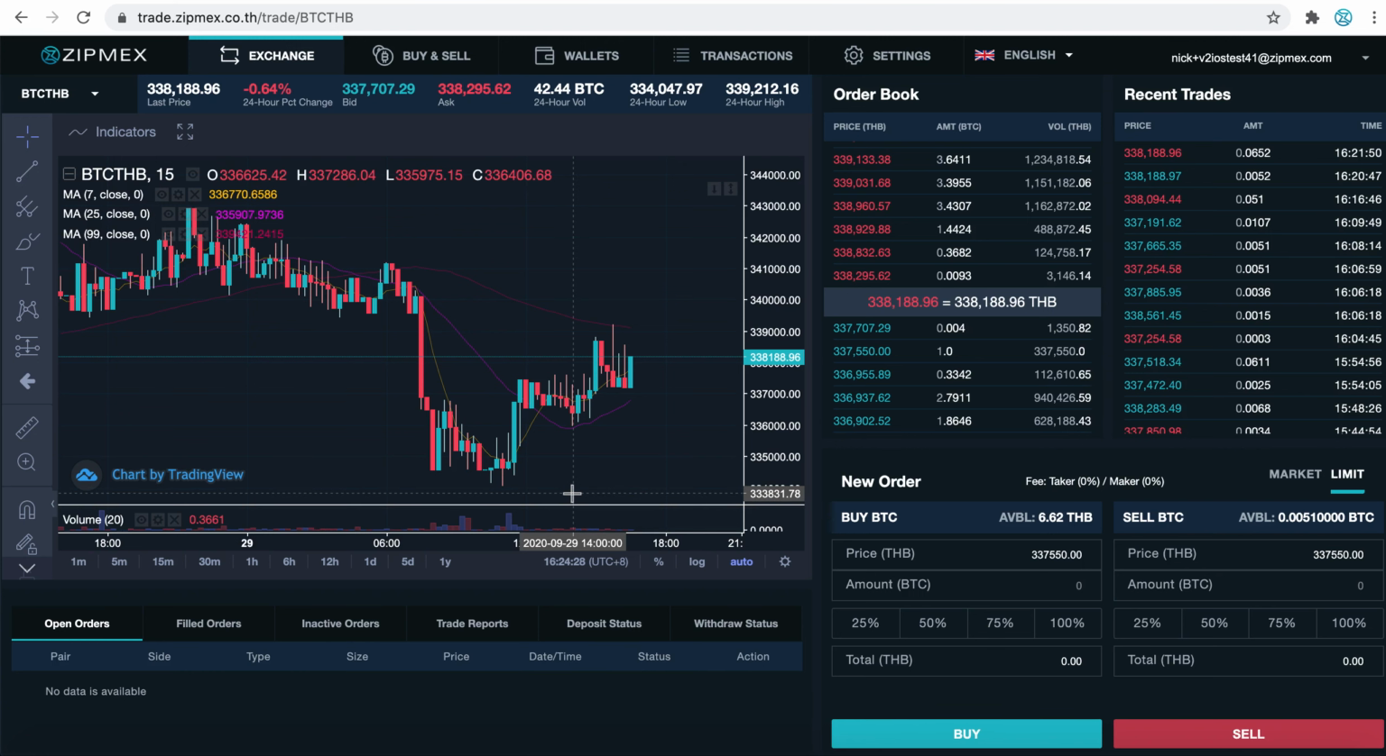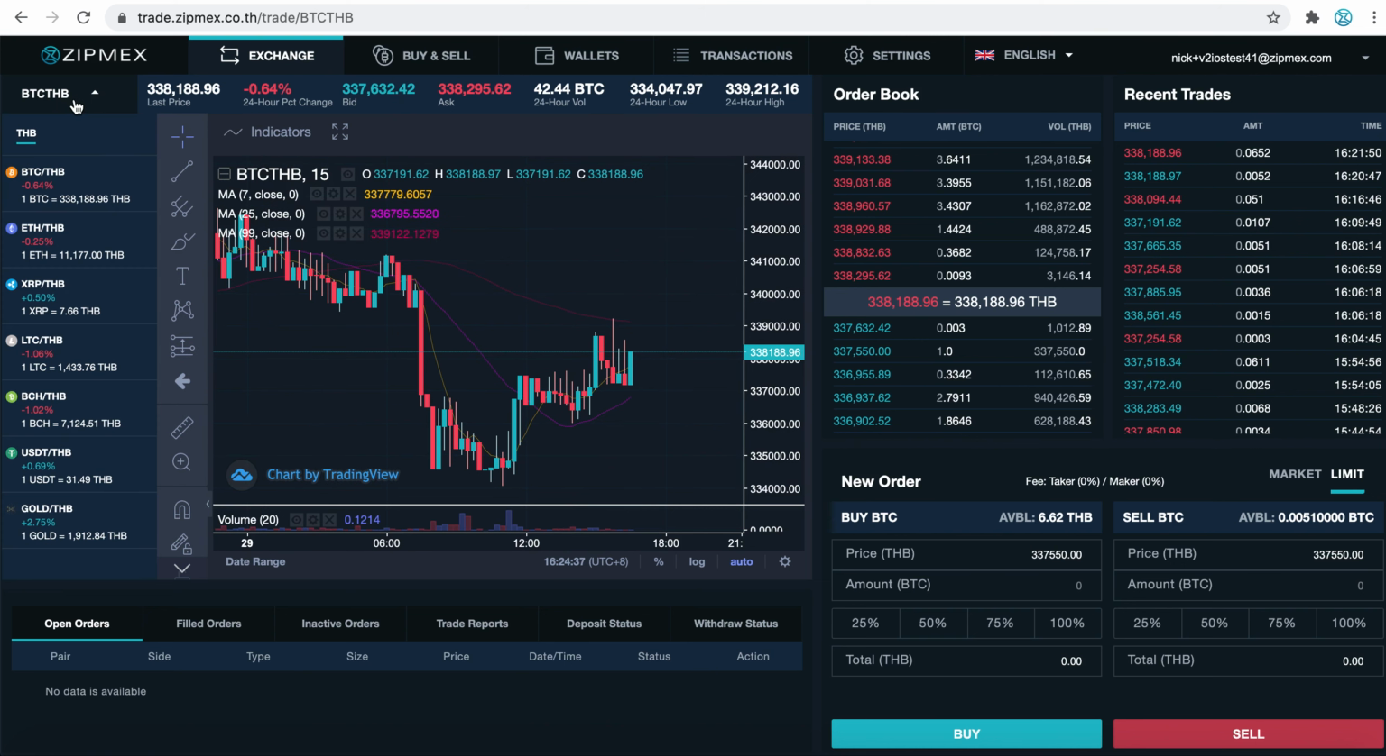My name is Nicholas and today I'm going to share with you guys how to use the exchange platform. Let me start with the top left. BTC THB. So over here you can see the pairings that Zipmex Thailand currently offers. You can select any one of them to trade on. Let's choose Bitcoin THB.